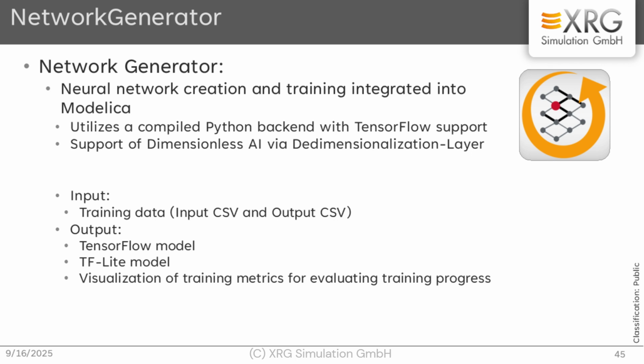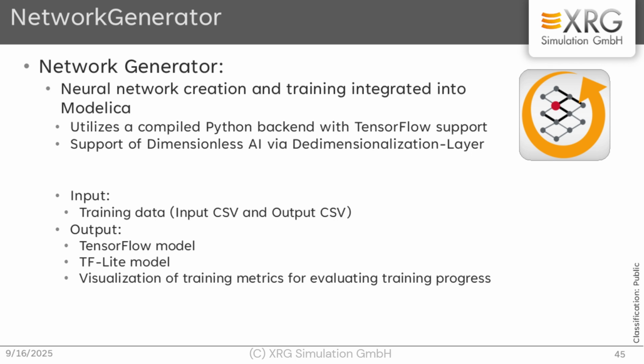This is also the reason why the download took so long, because the network generator is based on a Python backend that's compiled. So this is in the library sources, and this makes the library a little bit heavy in size. And yeah, what we can do is use it to train from data.